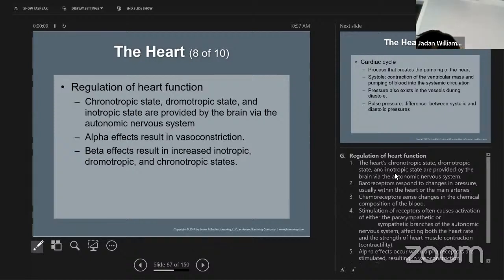Before you find a definition, a baroreceptor is just monitoring changes in the arterial pressure. Yeah, that would be correct on the arterial side, and they're monitoring the stretch of the vessel. All right. So baroreceptors respond to change in pressure, and they usually do so within the heart or the main arteries. Very good. The heart's chronotropic state, right? So that's talking about beats per minute. Chronotropic means rate.